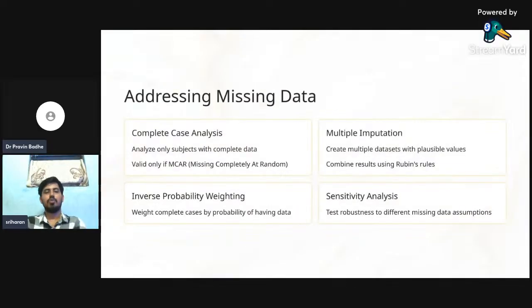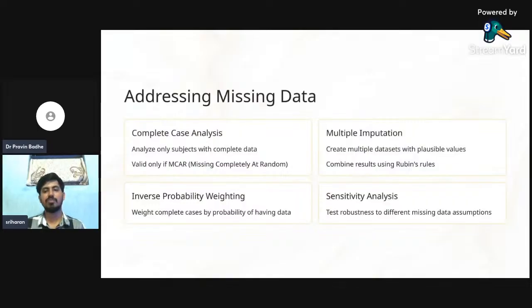Addressing missing data. While doing this, missing data also occurs. So complete case analysis takes place. For each patient, you want to analyze the full data completely, so that you do not mismatch, miscommunicate, or misinterpret data. Complete case analysis is used with MCAR, missing completely at random. This is one of the missing data methods applicable in complete case analysis.